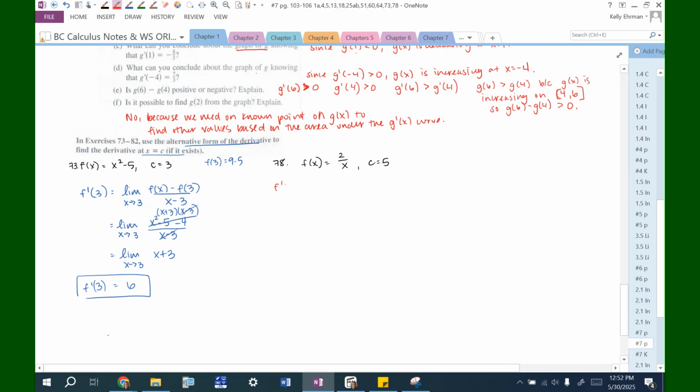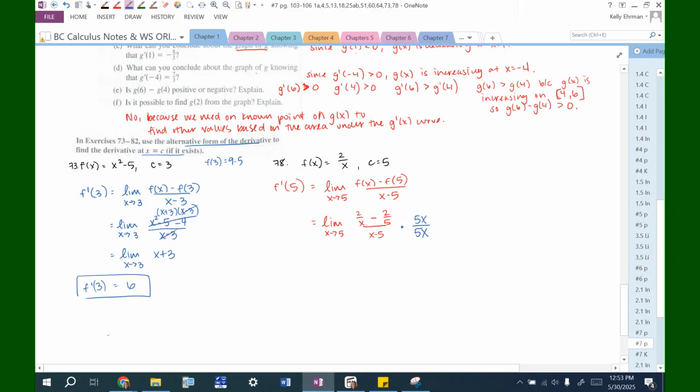All right, let's do it for this one. So f prime of 5 is equal to the limit as x approaches 5 of f of x minus f of 5 over x minus 5. And that is the limit as x approaches 5 of 2 over x minus, if I plug 5 into this, I get 2/5, over x minus 5. Remember, we have this nice little trick we can use to clear out complex fractions. Instead of doing the math up here and then flipping things around, I can just say multiply by 5x on the top and the bottom.